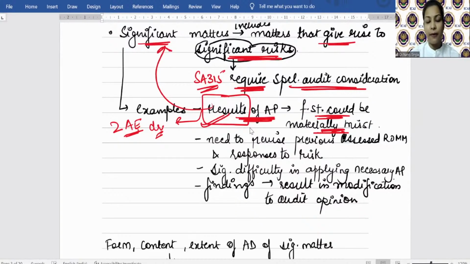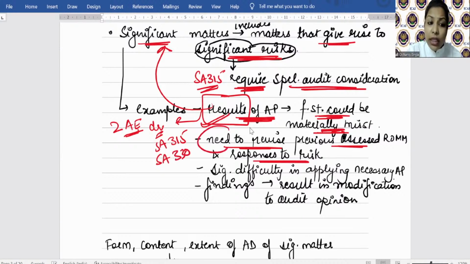Significant matter documented. If there is a need to revise the previous assessment and responses to risk, मतलब जो SA 315 का result है, SA 330 का result है, during the audit you need to revise such assessment or you need to revise the audit procedure that you planned earlier. भाई अगर आप रिवाइज कर रहे हो, that means there is something significant ना. आपने अपना ऑडिट प्रोसीजर जो आपने SA 300 में the planned nature of audit procedures, risk assessment procedures and further audit procedures जो आपने प्लान किया था, now you are revising it, that means something serious is there.